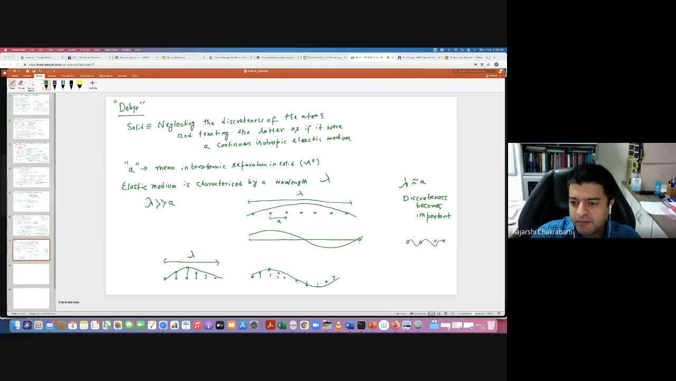Then I have a problem, because this is your separation A. A is comparable to lambda or even less than lambda. When it becomes comparable to lambda, then the frequency of vibration of the solid, or the lambda of the solid, will not match with the lambda of that elastic medium which we are assuming. You understand what I'm saying?